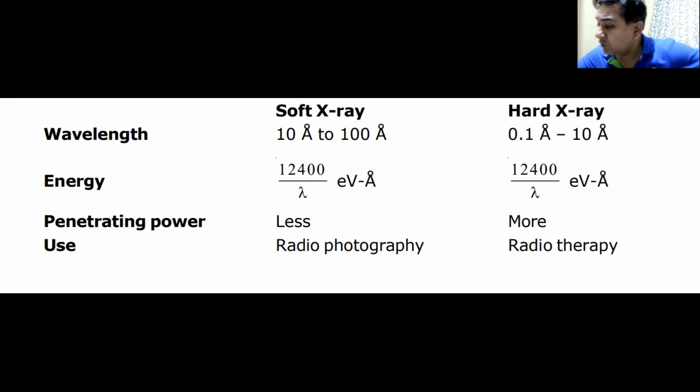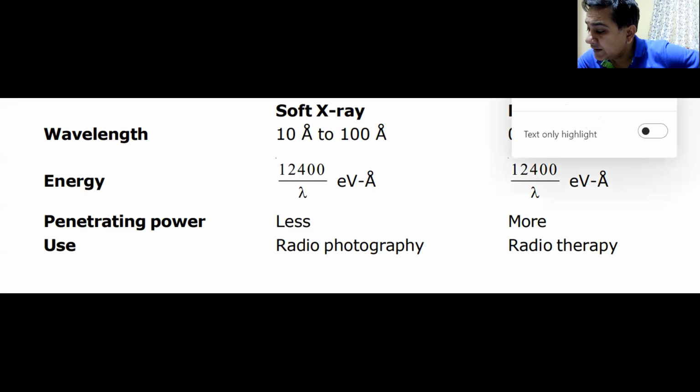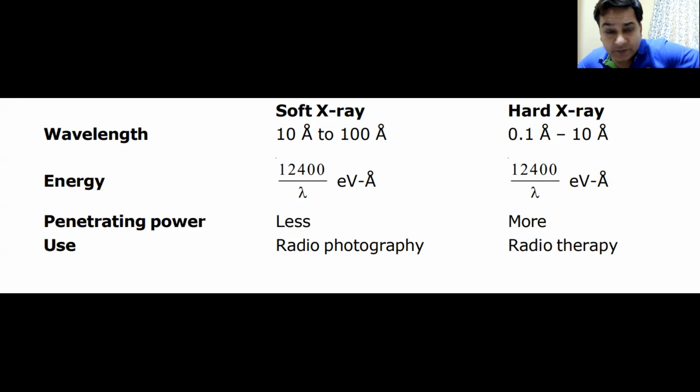Again, this is of more use to you. Two types of X-rays will come across. One is known as soft X-ray. One is known as hard X-ray. What do you mean by soft X-ray and hard X-ray is very simple. Soft means it has less energy. Hard means it has more energy. Do we understand this? Yes, sir.